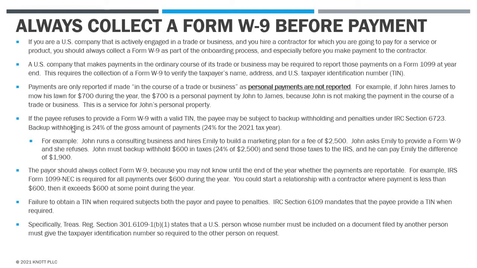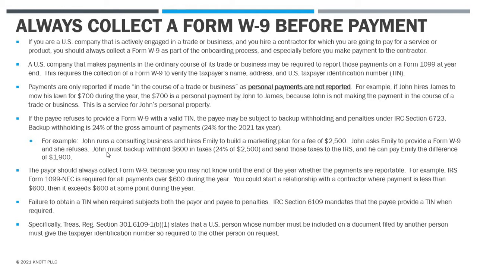Now, if the payee refuses to provide a Form W-9 with a valid TIN, so taxpayer ID number, the payee, so that's the recipient, may be subject to backup withholding and penalties. So that's all covered under Section 6723. Now, for the 2021 tax year, backup withholding was 24% of the gross amount of payment.